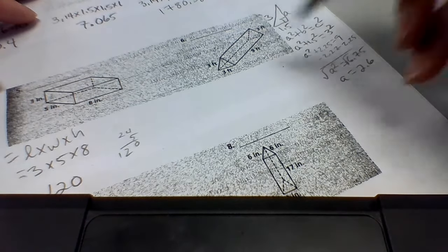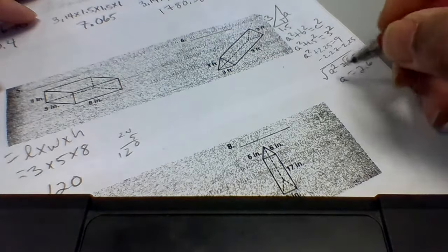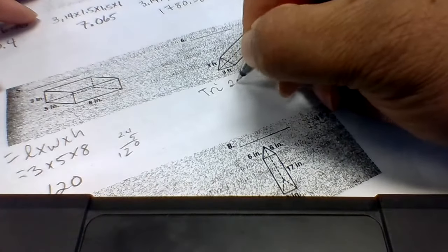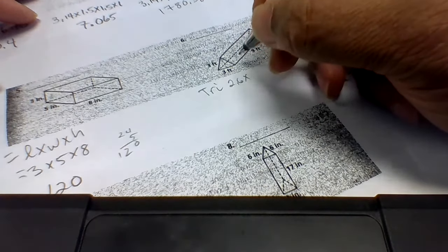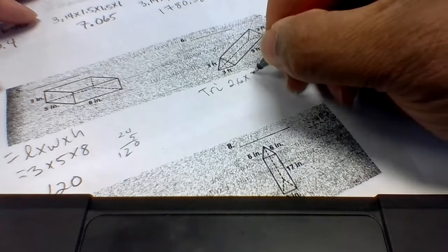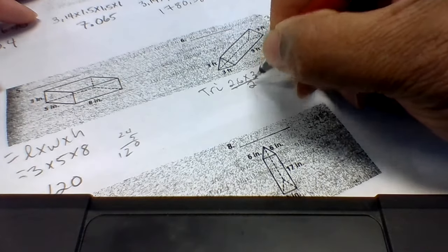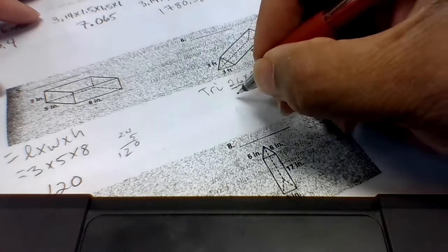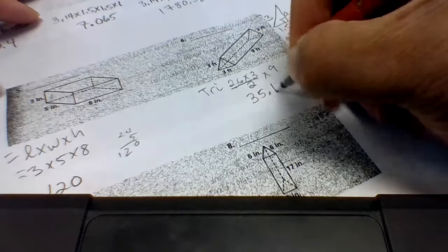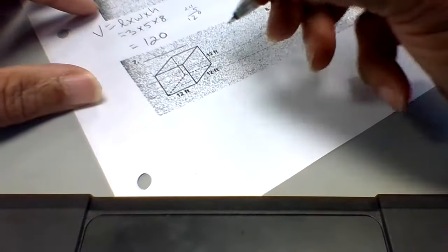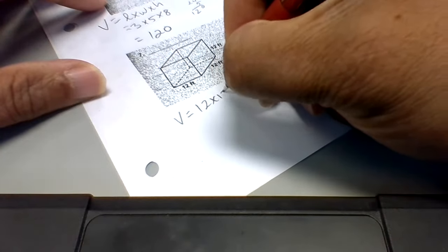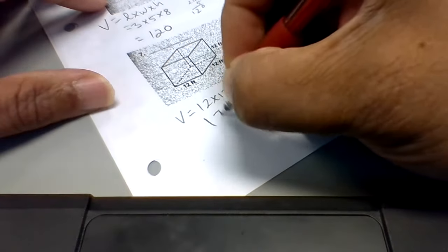But again, I still have to find the area of that base. So that's a triangle. So 2.6 times the base, which is 3, divided by 2, and times the height of the shape, which is 9. And when I do that, I get 35.1. Next problem. Rectangular prism again. So volume is equal to 12 times 12 times 12. So 1728.